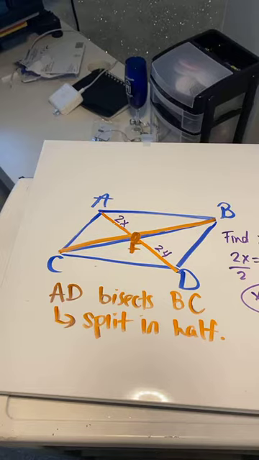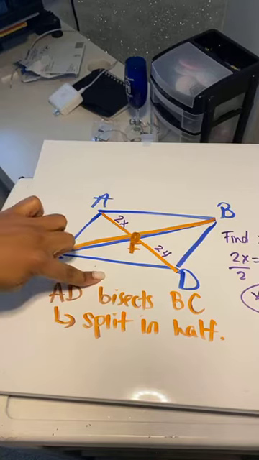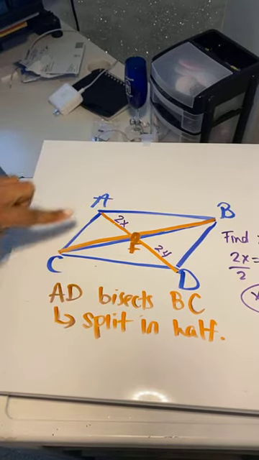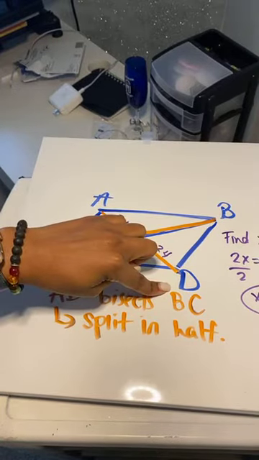So a recap real quick. The opposite sides are parallel and they are equal to each other. They're congruent. So AB equals CD. AC equals BD. All right?